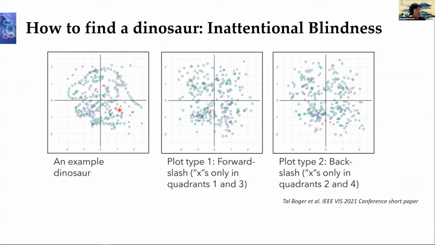Okay, so finding the pattern and finding the dinosaur is not that simple a task. As shown in the left figure, the dinosaur is hidden in a lot of the data. So in this case, it's still easy, right? But this is also because we are focusing on the dinosaur. And I will show you an interesting study reported at last year's IEEE visualization conference. This is a study of visual awareness in visualization.